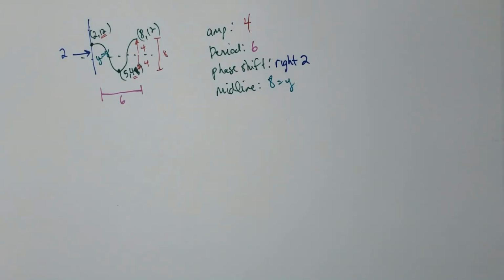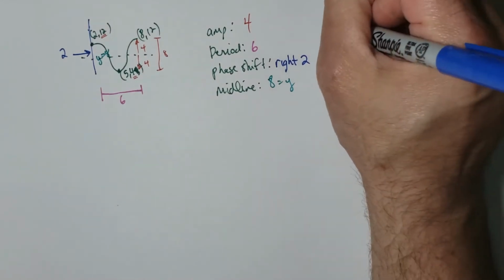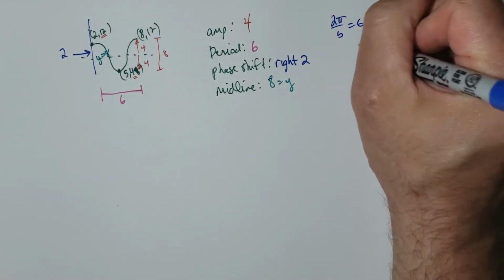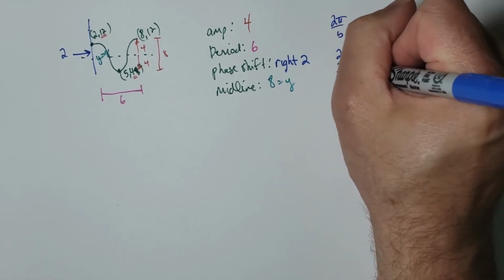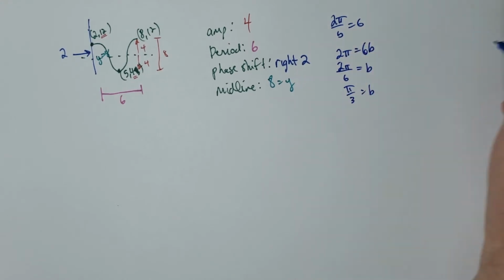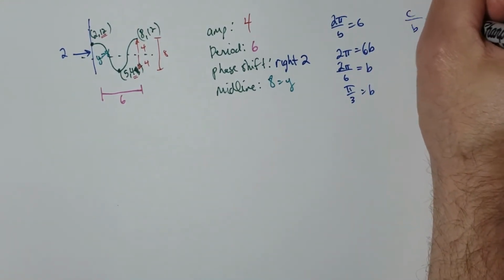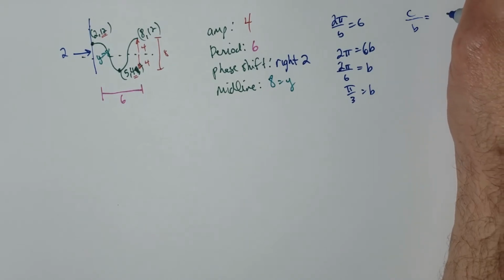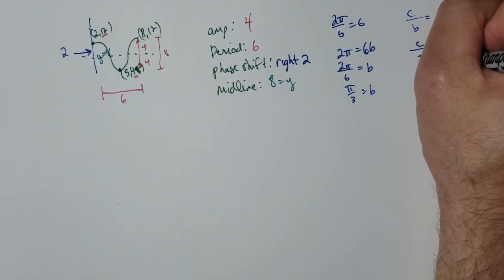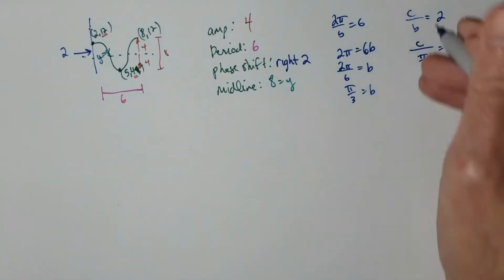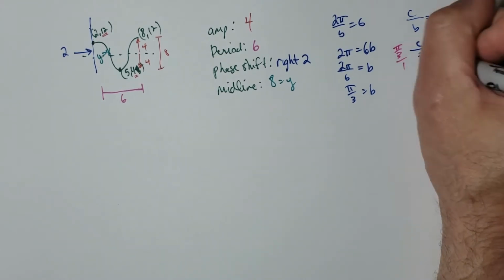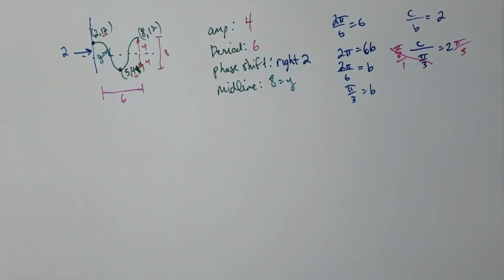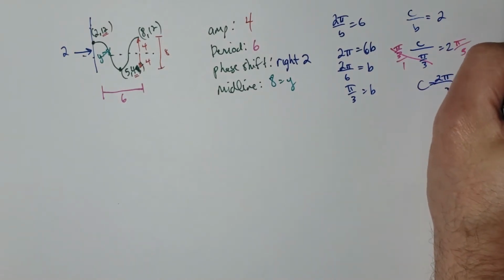Okay, so from that, then you can go through the calculations to find what you need to find here. So let's do the period. 2 pi over b equals 6. 2 pi equals 6b. b equals 2 pi over 6, or pi over 3. And then c over b equals 2. C over pi over 3 equals 2. I need to get rid of that fraction, so I'm going to multiply both sides by pi over 3. Those cancel, and I get c equals 2 pi over 3.